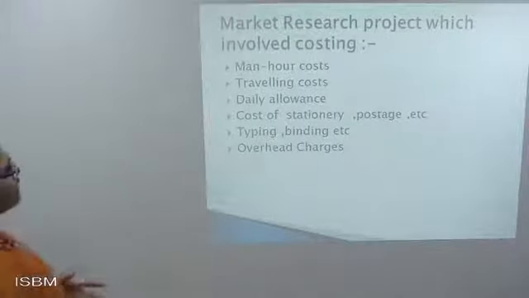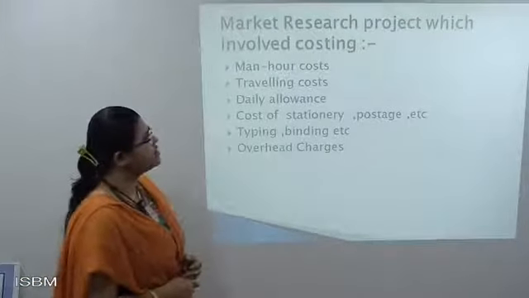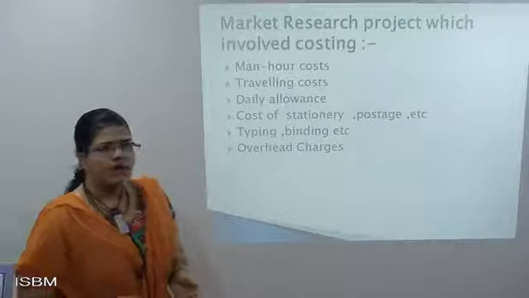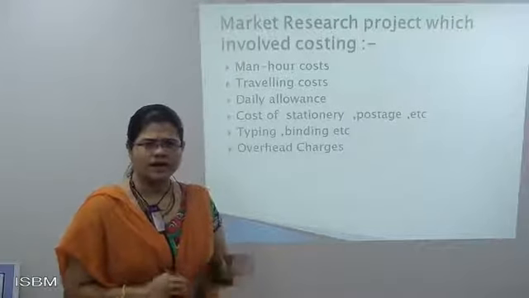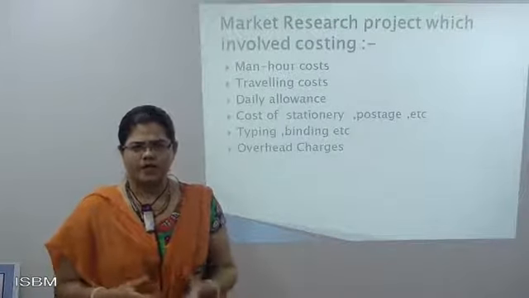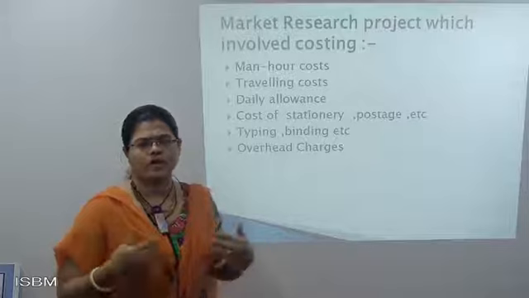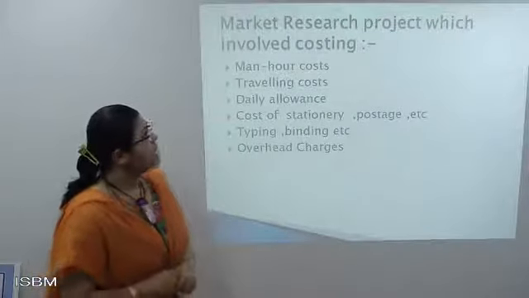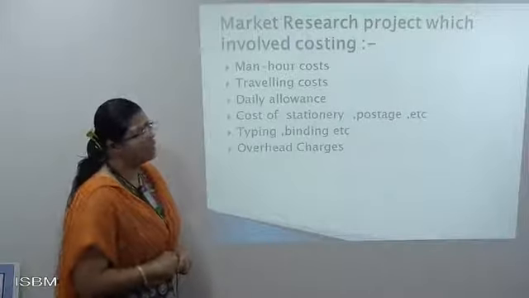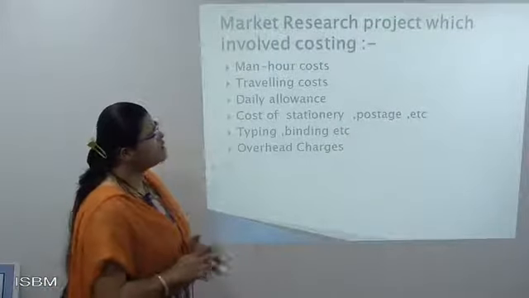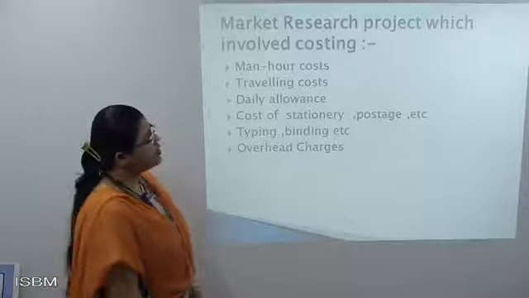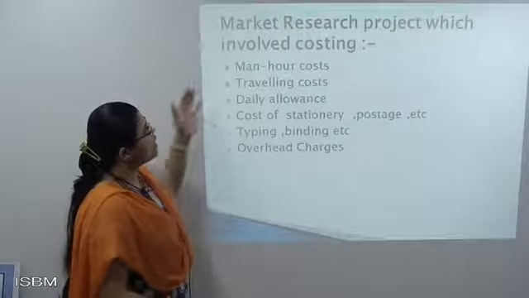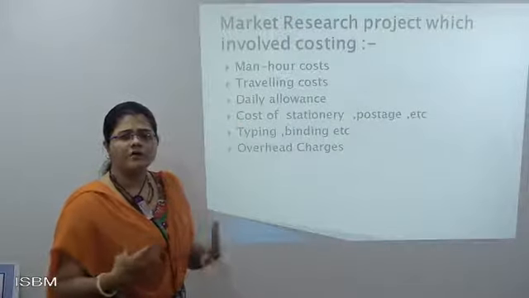Now, market research projects which involve costing. Whatever you have seen relating to costing, whenever you want to take a survey, what is the cost and what is the timing, and according to this you need to set it. Here there is a certain market research project. Whenever you take any kind of project, what costs are involved? What are the types of cost involved?